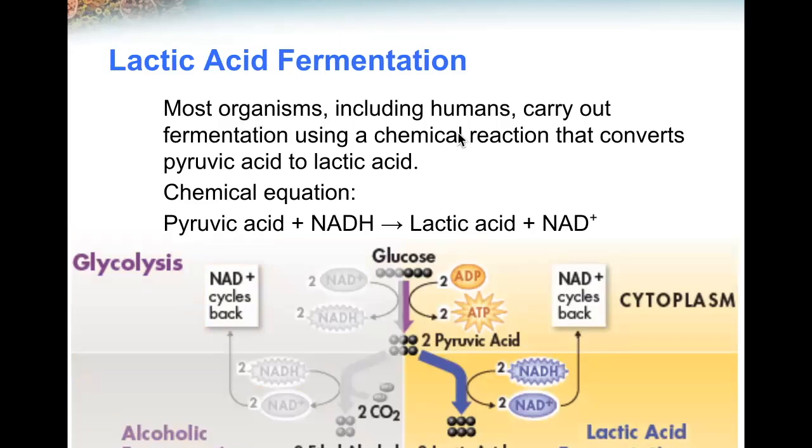Most organisms, including humans, carry out fermentation using a chemical reaction that converts pyruvic acid to lactic acid, and that's within our own body. The chemical reaction is pyruvic acid, that portion of the glucose, plus NADH, so use 2 NADHs to produce NAD+ and lactic acid.